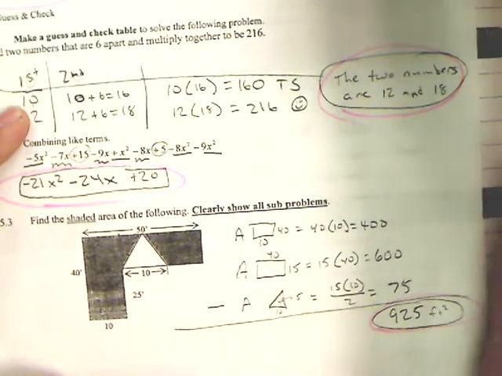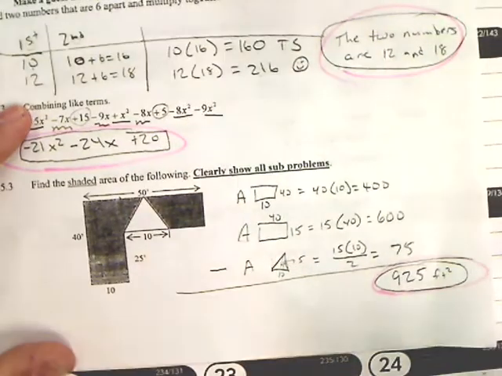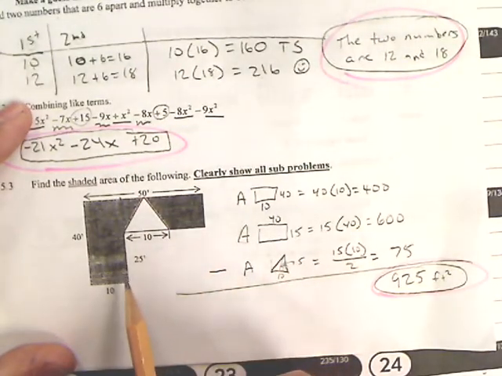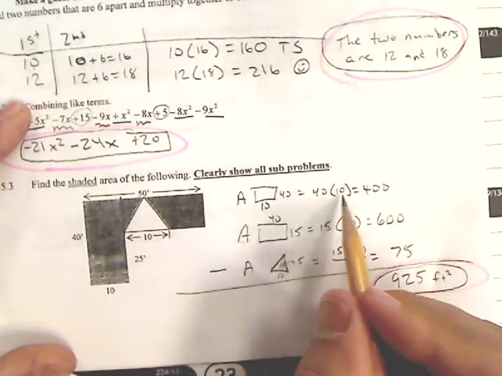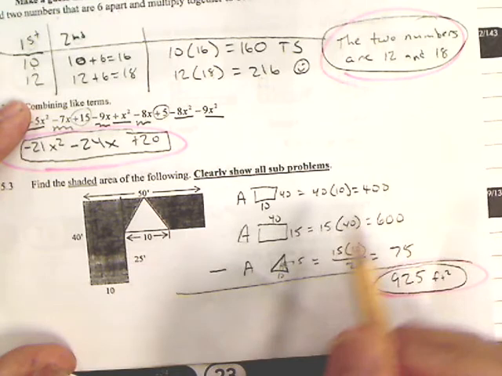A lot of people freaked out on this one because of the triangle. I broke it up as 40 by 10, and that's the area: 40 times 10 is 400.